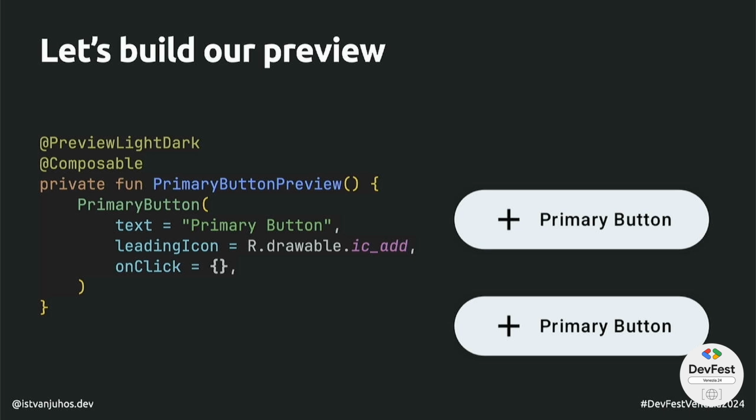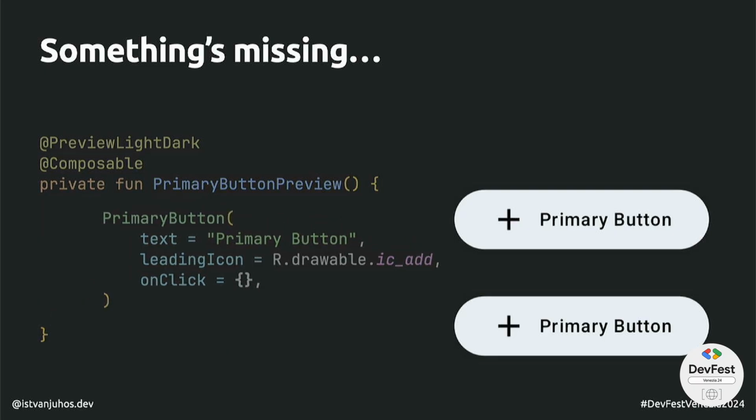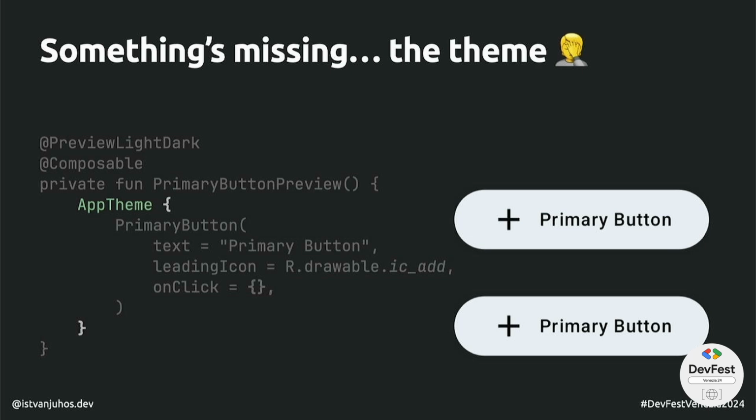So what's wrong with this? We added the preview light dark annotation here, and we added the primary button here, and we should see two buttons, one with the light colors and one with the dark colors, right? Right? No, we shouldn't, because we're missing something. That button actually, in the internal implementation, which you shouldn't have to parse, relies on the theme being set. So that composable primary button should be called inside the app theme to have it properly set up the colors. So we forgot to add that to our previews.